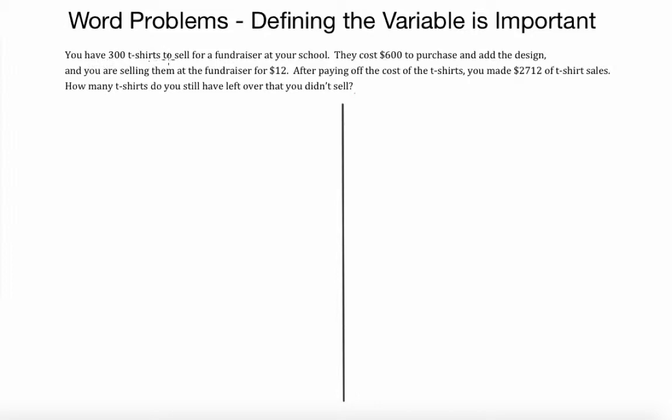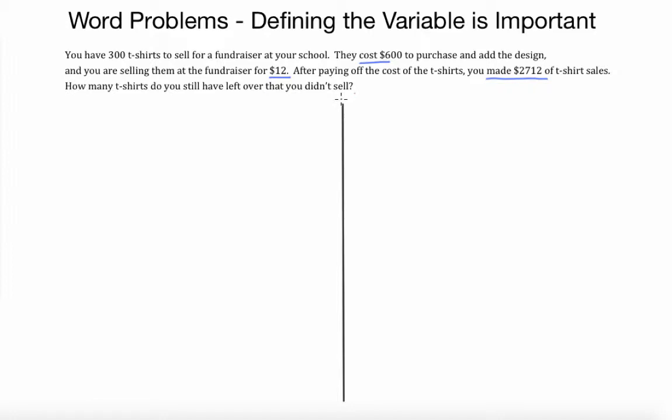You have 300 t-shirts to sell for a fundraiser at your school. They cost, underline that, $600 to purchase and add the design, and you are selling them at the fundraiser for $12 each. After paying off the cost of the t-shirts, you made, so again in this problem I got costs and income and outcome, you made $2,712 off of t-shirt sales. How many t-shirts do you still have left over that you didn't sell?